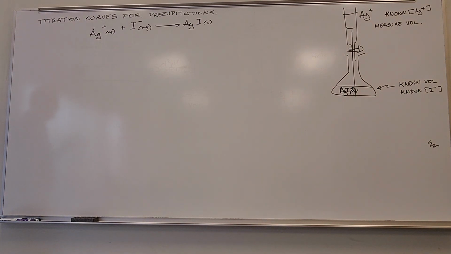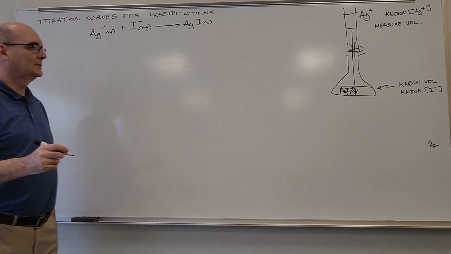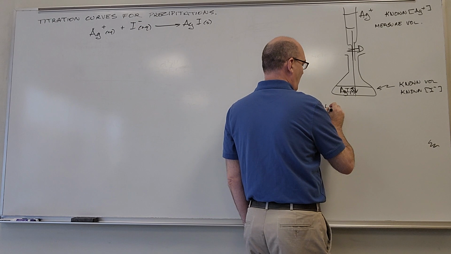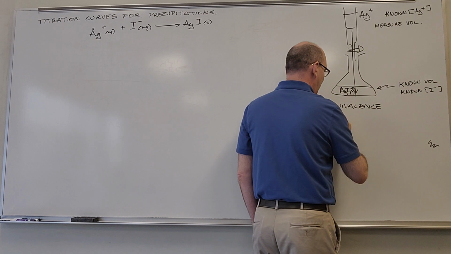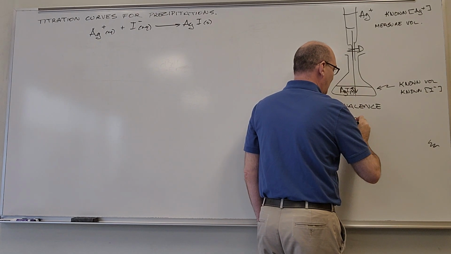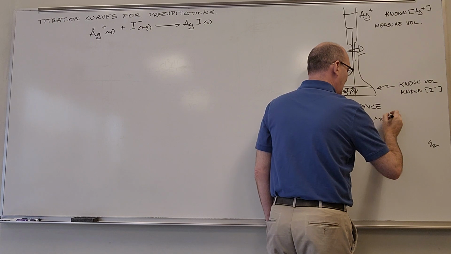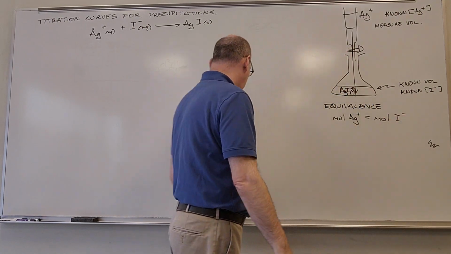And when you add a little bit of silver to the iodide, it precipitates. You add a little bit more, it precipitates a bit more. And when you add a bit more, it precipitates a bit more. And then all of a sudden, it doesn't precipitate anymore. Because at equivalence, the number of moles of silver gets to be equal to the number of moles of iodide.